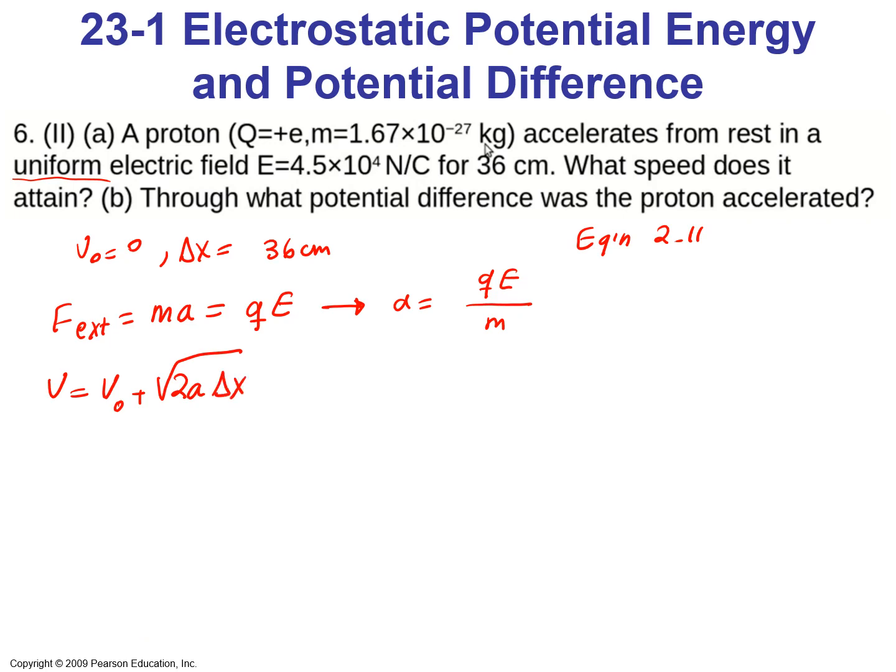Okay, let's plug in the numbers. V0 is 0. We should say the square root of 2 times a, which is qE divided by m, times delta x.